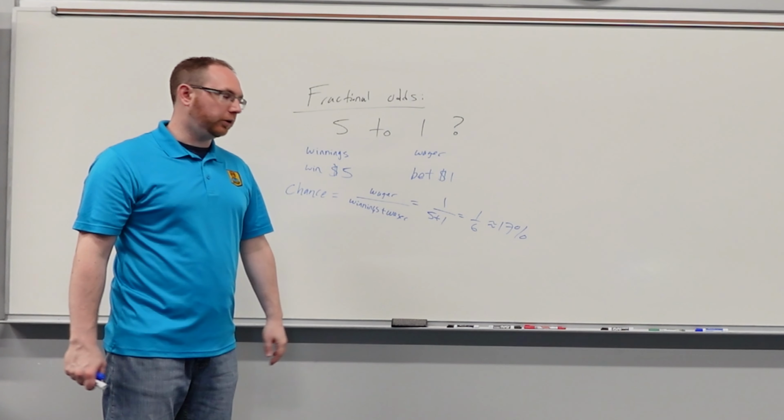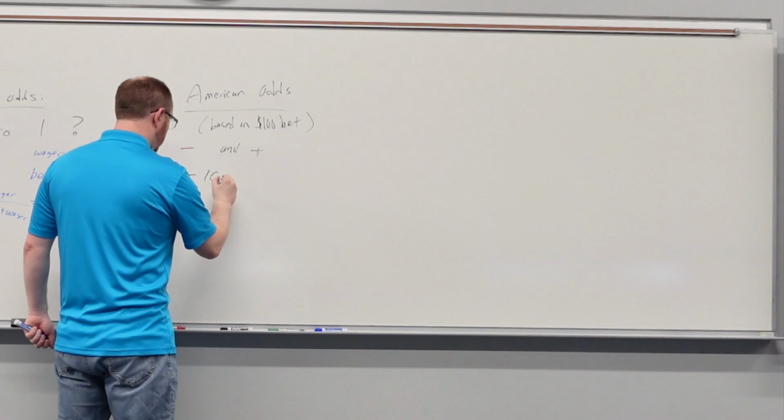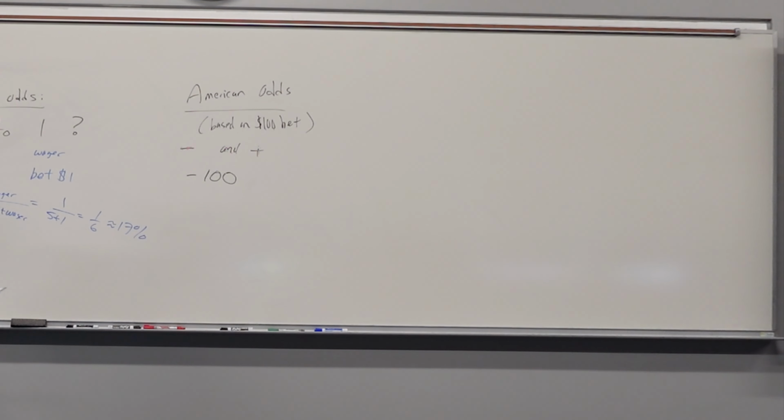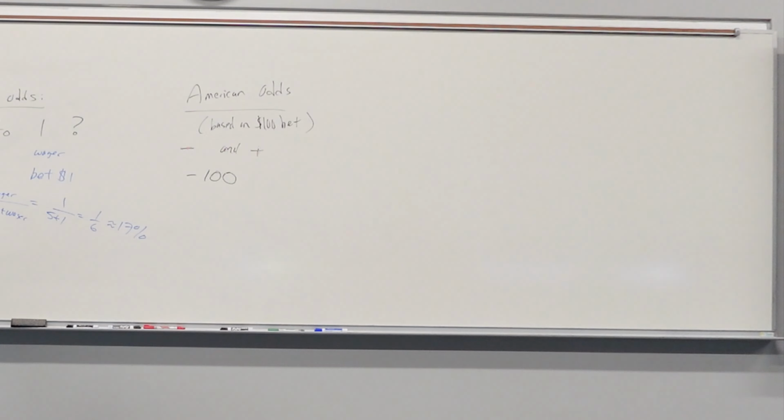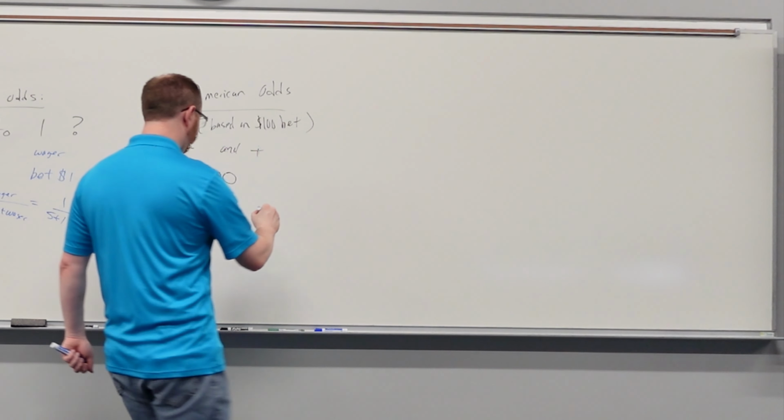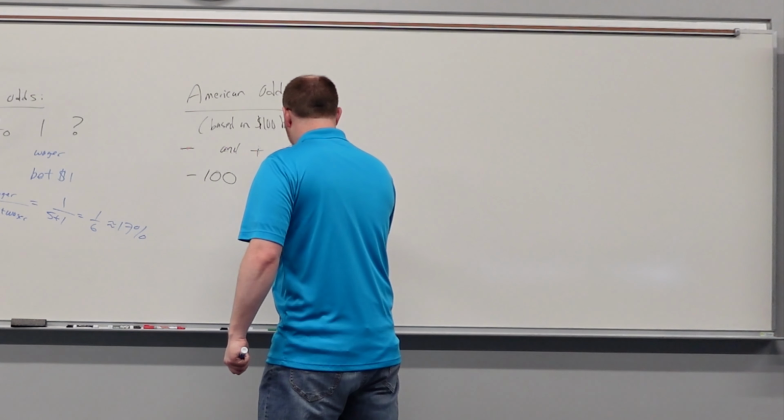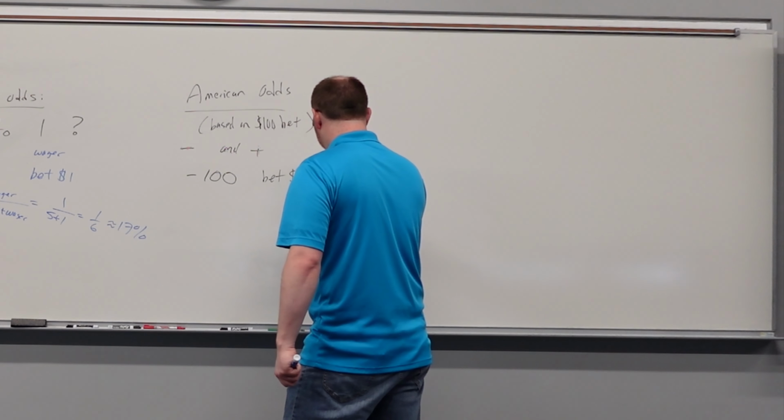So just to get into this, if someone gives you a minus 100, this means that you have to bet 100 to win 100. And if you want to figure out the odds of that, you're going to do the bet over the bet plus the winnings. So for this, it'd be 100 over 100 plus 100 or 200. So this is about a 50% chance.